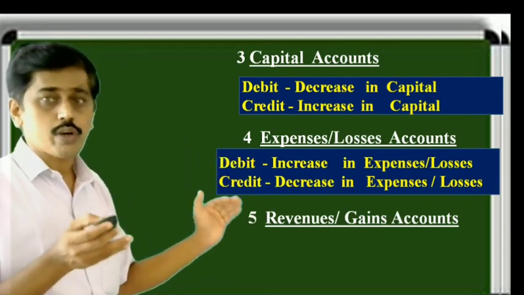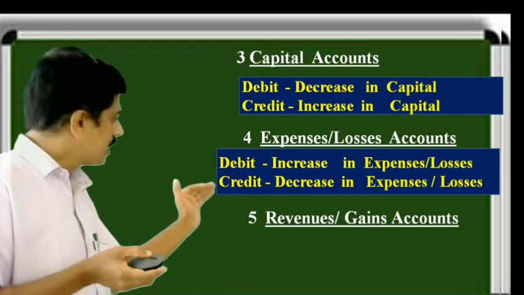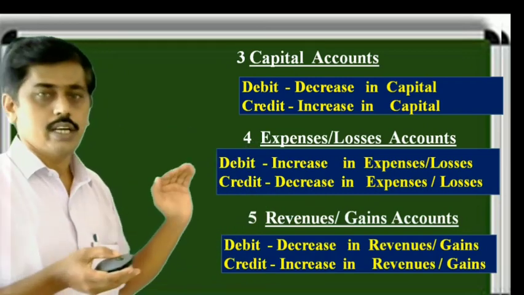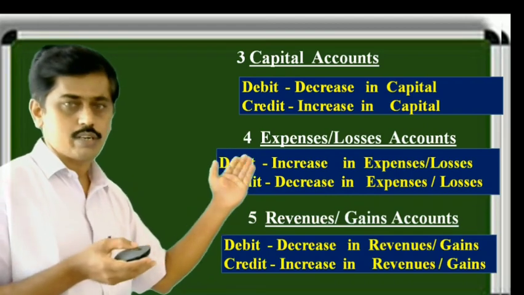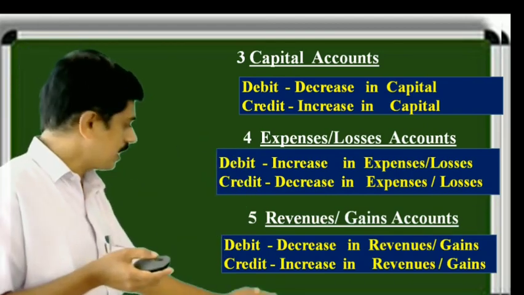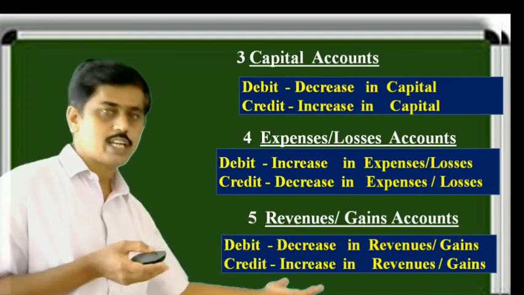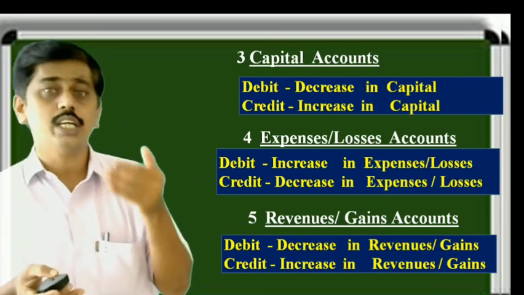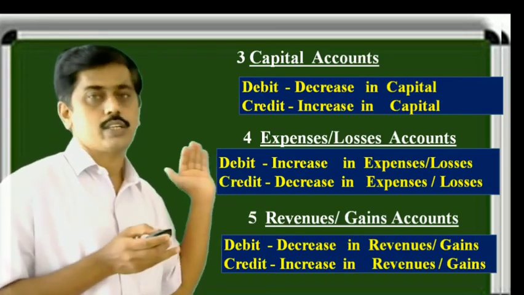For revenues or gains accounts, the fifth one: debit decrease in revenues or gains, credit increase in revenues or gains. Revenue decrease aadare debit maadabeku, hechchaadare credit maadabeku. So these are the fundamental rules required for recording the transactions.